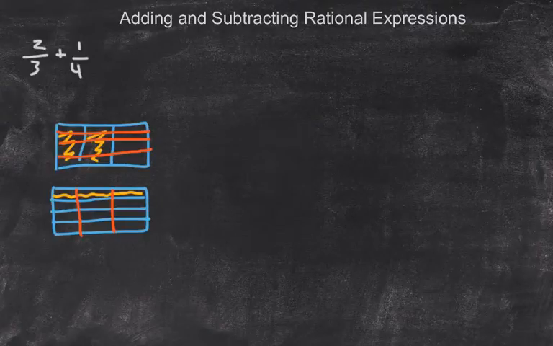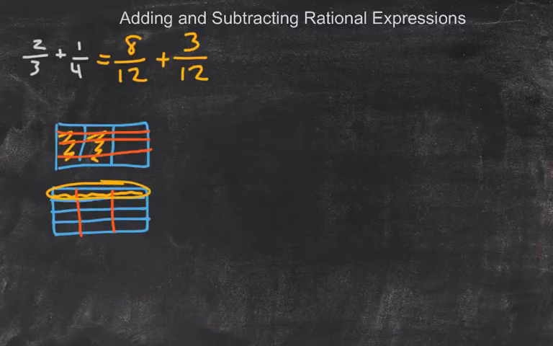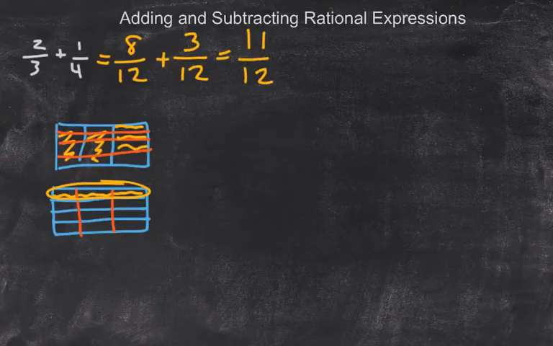So in this first diagram, I have 8 1/12ths shaded, and I want to add that to my 3/12ths from the bottom diagram. So now that I have equal sized pieces, I can take these 3/12ths that are here and shade them into my diagram up here. So I can see that all together I have 11/12ths. And these were repurposed, so I don't need that diagram anymore. What we did was get a common denominator.